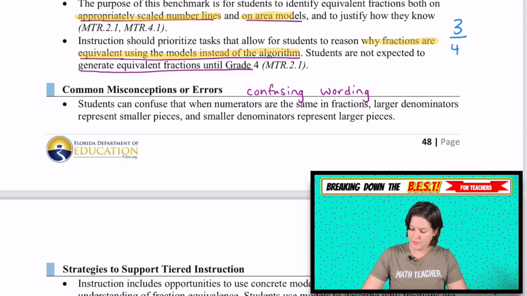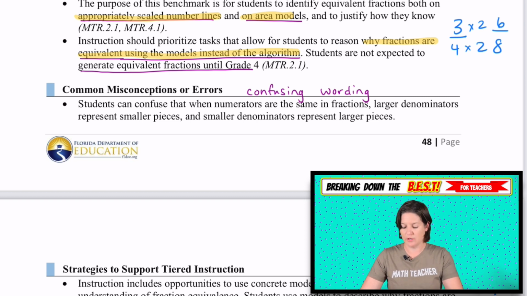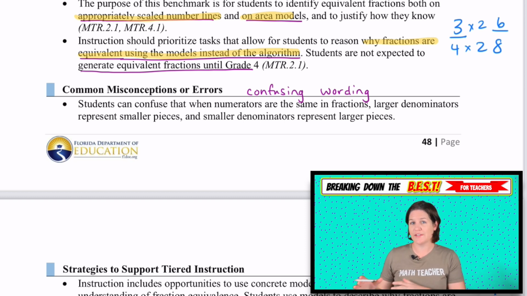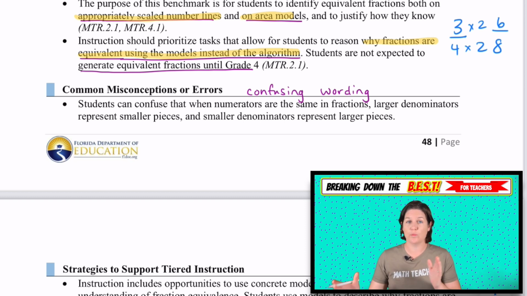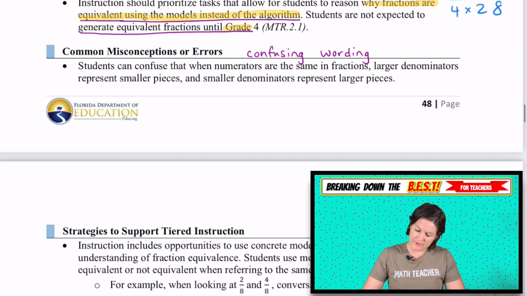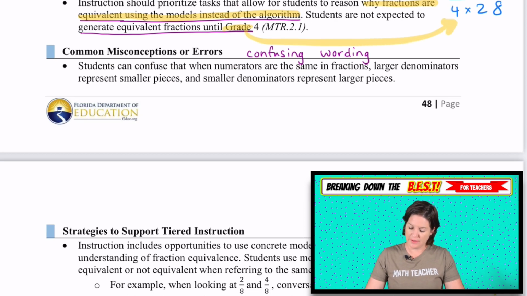3/4 and we're trying to see if that's equivalent to 6/8 in 4th grade, we will say you could multiply the numerator and the denominator by 2, and if you can do that, then they're equivalent. That would be an algorithm that we're using there. In 3rd grade, we're really focusing on the models, not really using the algorithms behind it, but really focusing on what it looks like with the models. Again, this is more of a 4th grade thing right there.